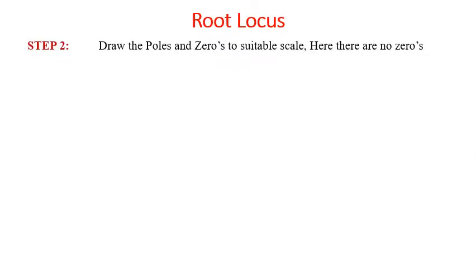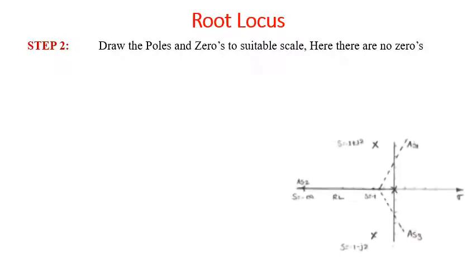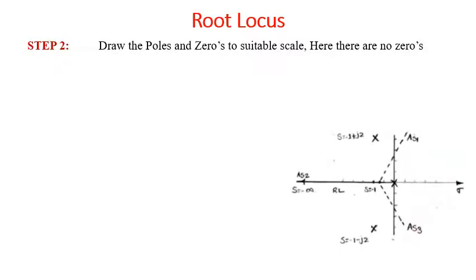Next, step 2. Draw the poles and zeros to a suitable scale. Here there are no zeros, hence we have to draw a simple grid which is having the real axis line and the imaginary axis line. Here I have drawn it for you. So you can draw one small grid here. Draw a straight line and name it as sigma, and draw one more vertical line and name it as jw. As we are not writing plus here, meaning positive, here we can write minus jw.